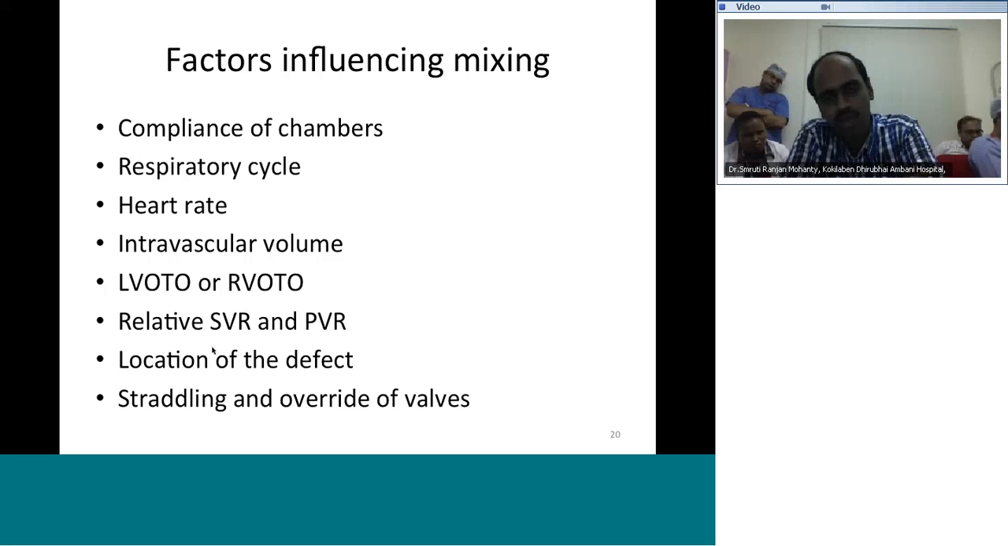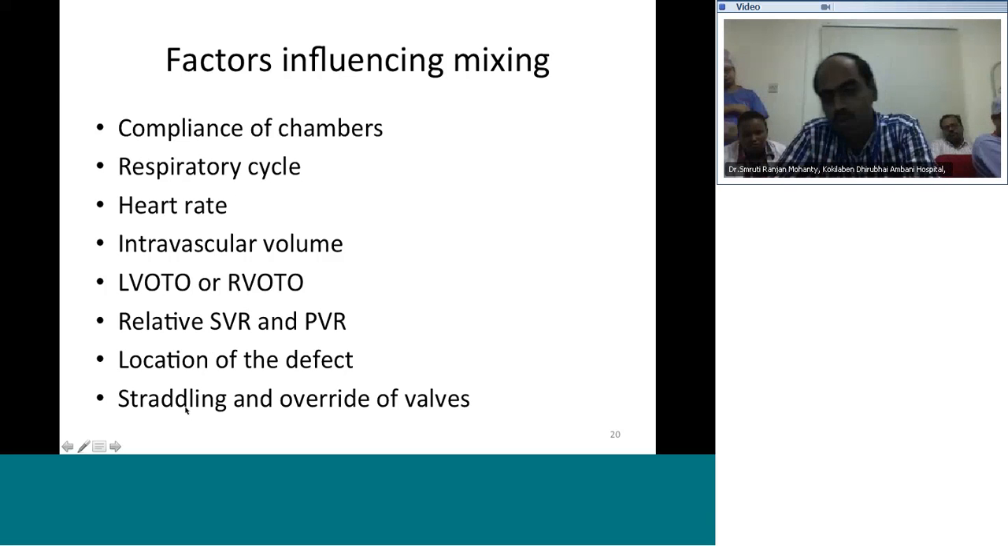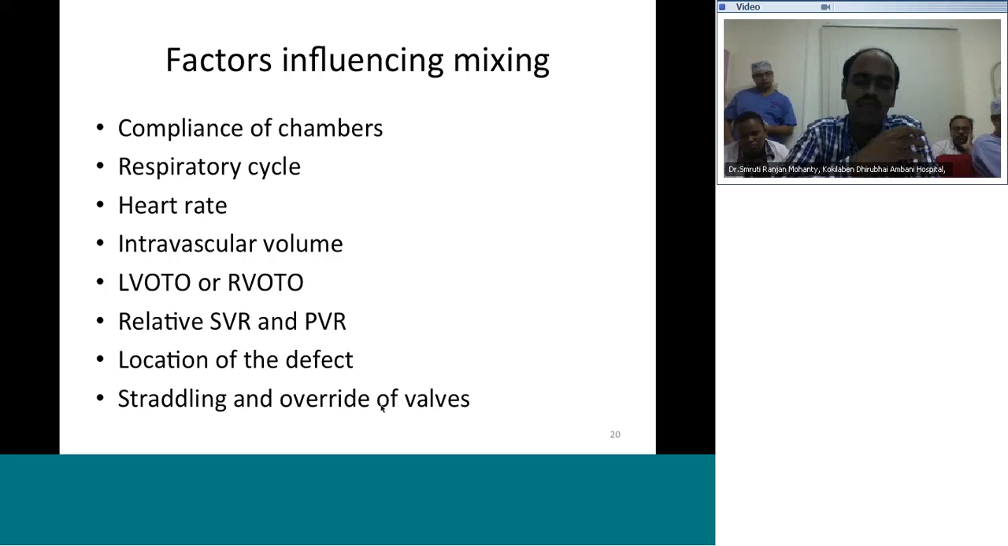Whatever blood is coming from the tricuspid valve will silently go into the aorta without getting mixed at the apical portions of the septum. So, location of the defect, straddling and overriding of the valves. If you have a mitral valve that is straddling a large ventricular septal defect, all the pulmonary venous pink blood that is coming from the LA through the mitral valve will straddle out because of the override and enter into the right ventricle also, and these patients will have a higher aortic saturation just because the mitral valve is straddling across the ventricular septal defect. You have a better saturation.